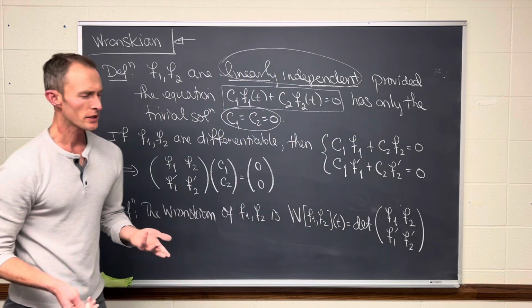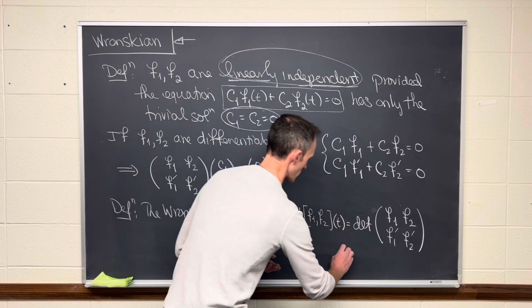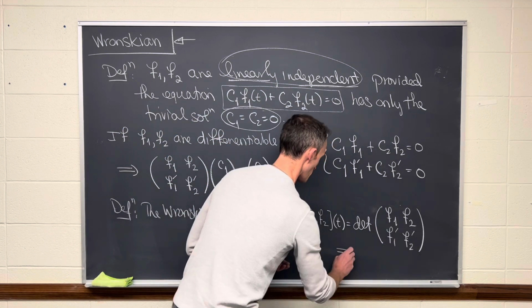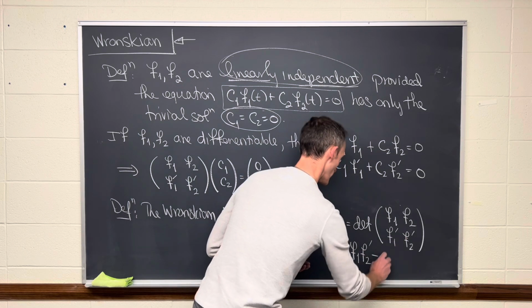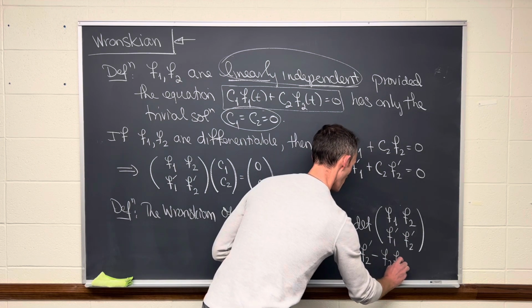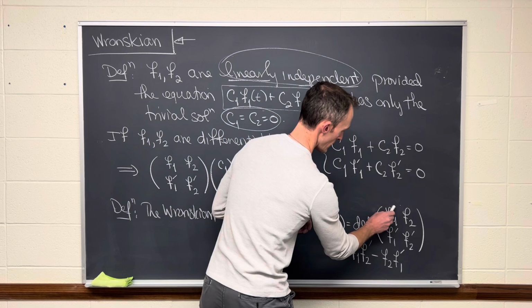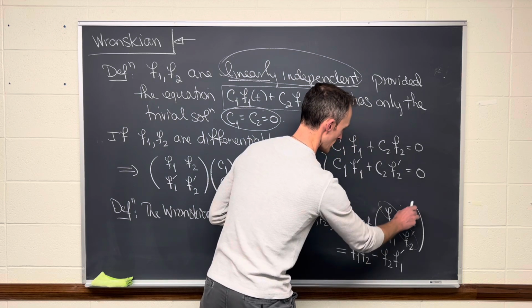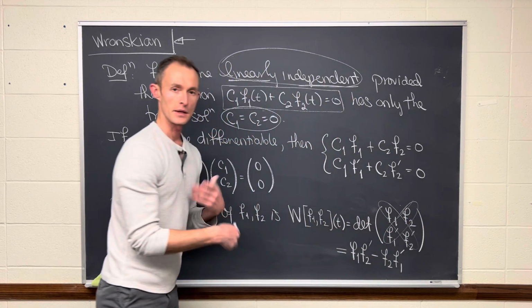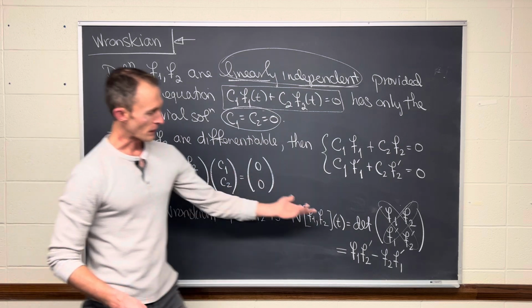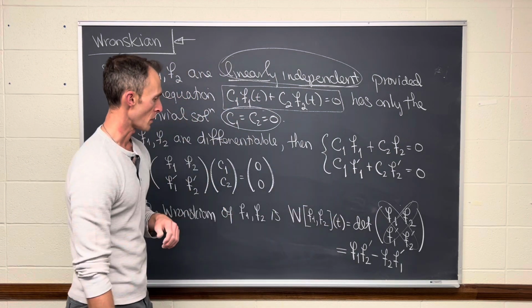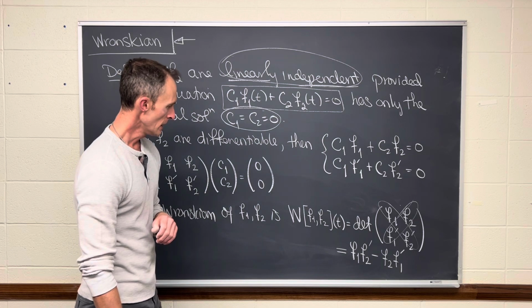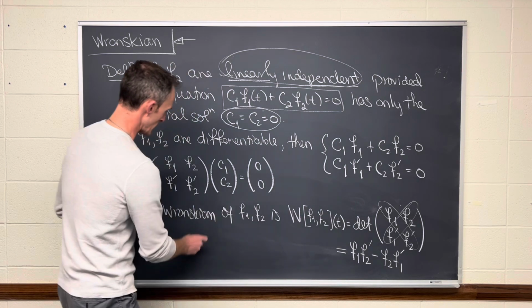Which you can work out. It's a 2 by 2 determinant. If you want to work this out in gory detail, it's just f1 f2 prime minus f2 f1 prime. Remember, it's this guy times this guy minus this guy times this guy. That's how determinants work. If you need a refresher on that, go back and see my video on linear algebra on how to compute determinants of square matrices. So that's what the corresponding Wronskian is.